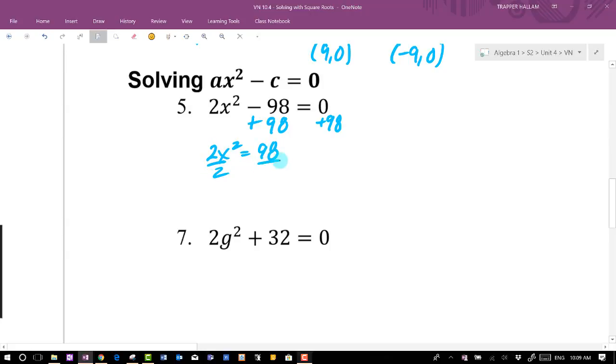Now we're going to divide by 2. And if we divide by 2 there, we're going to be left with x squared on the left, and that's going to be equal to 49. At this point, it looks just like the last problem. So what are we going to do? Take a square root of both sides.